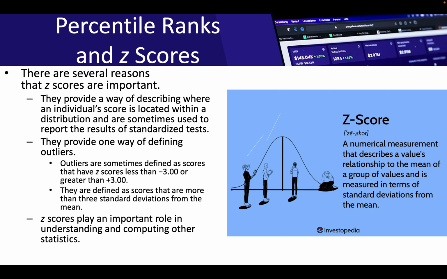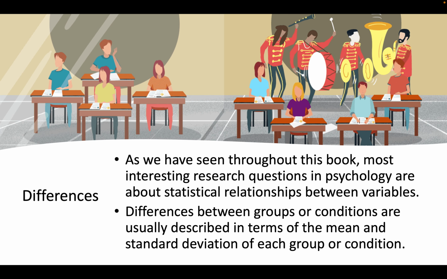Z-score is a numerical measurement that describes a value's relationship to the mean of the group of values and is measured in terms of standard deviations from the mean. As we have seen throughout this book, most interesting research questions in psychology are about statistical relationships between variables. Differences between groups or conditions are usually described in terms of the mean and the standard deviation of each group or condition.